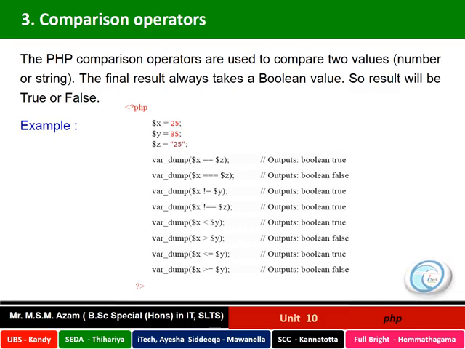Next, var_dump($x <= $y). The x value 25 is less than or equal to the y value 35. That is true. Last one, var_dump($x >= $y). The x value 25 is greater than or equal to the y value 35. It's not true. Therefore, the output is boolean false. So these are the examples for comparison operators found in PHP.